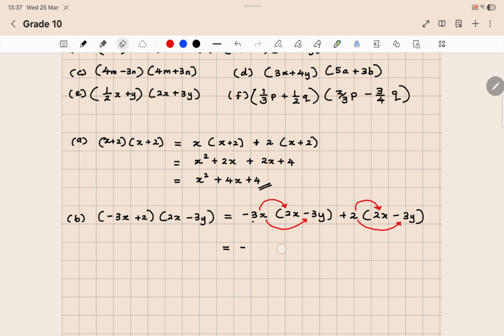Maybe let me write it out so it will be more clear. Minus 3x times 2x, first term. Next term, minus 3x into minus 3y. Then the next one, 2 into 2x plus 2 into minus 3y.